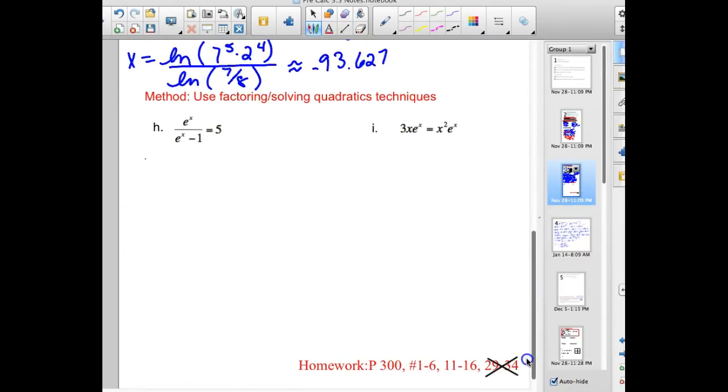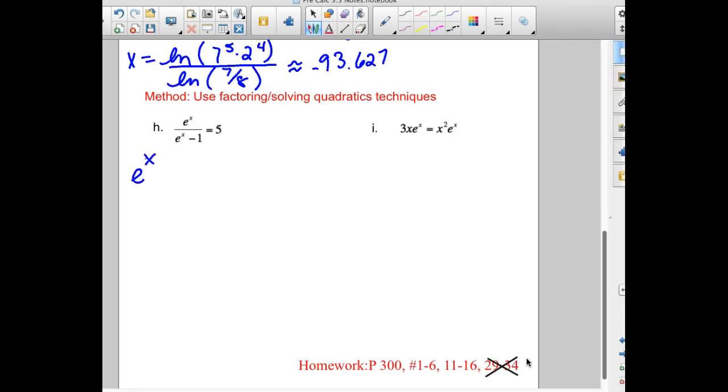All right, the third method that we are going to look at is using factoring techniques or other types of solving quadratics. First thing I would do with this one is I would get rid of the fraction. I would multiply that denominator to the other side. So I'm going to have e to the x equals 5 times e to the x minus 1.